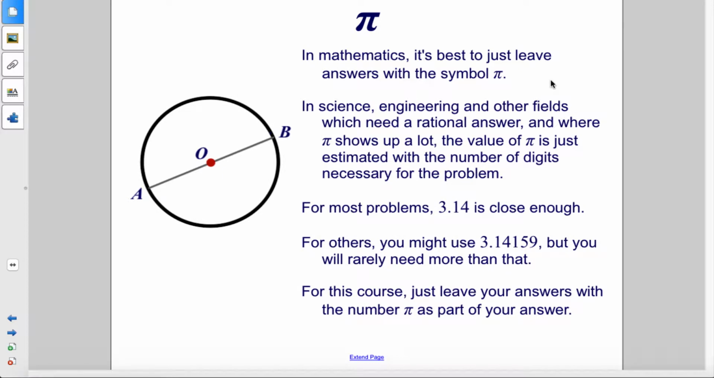In mathematics, it's best to just leave answers with the symbol pi. In science, engineering, and other fields which need a rational answer and where pi shows up a lot, the value of pi is just estimated with the number of digits necessary for the problem. For most problems, 3.14 is close enough. For others, you might use 3.14159, but you will rarely need more than that. For this course, just leave your answers with the number pi as part of your answer.